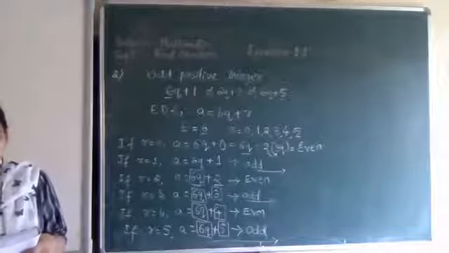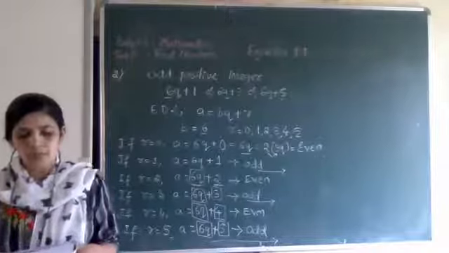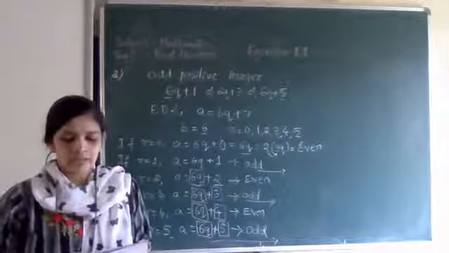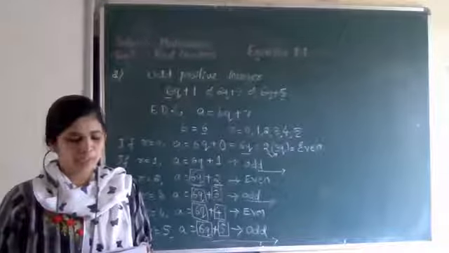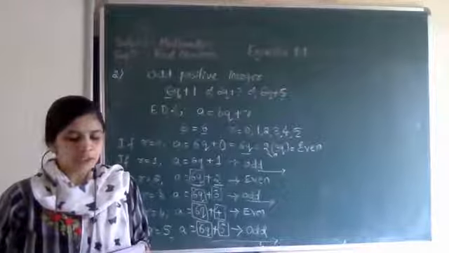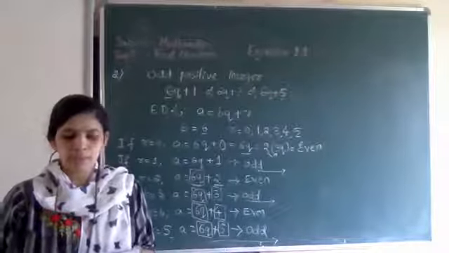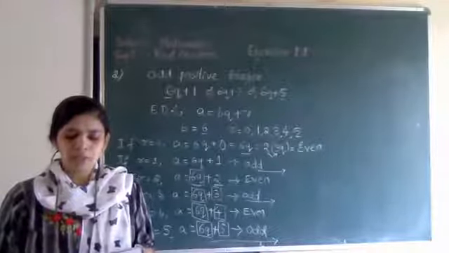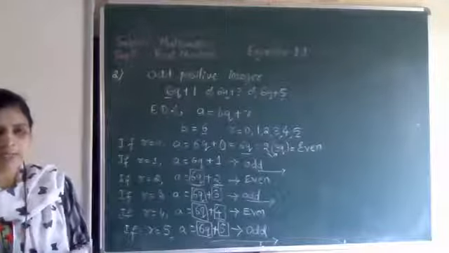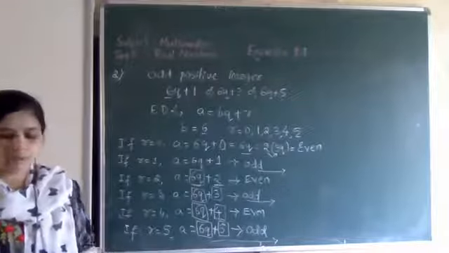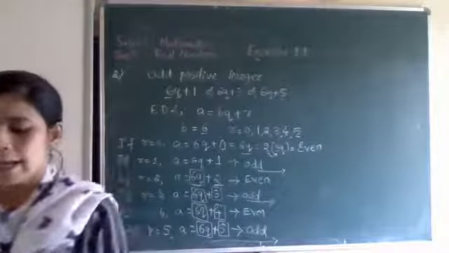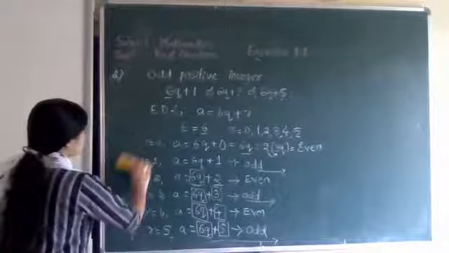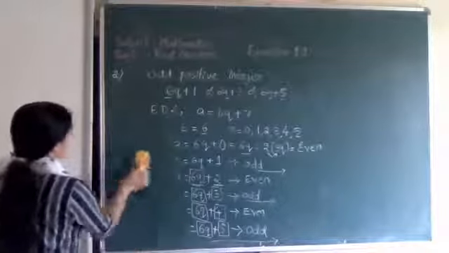An army contingent of 660 members is to march behind an army band of 32 members in a parade. The two groups are to march in the same number of columns. What is the maximum number of columns in which they can march? They have given the total number of members and the members in a column, and they have asked you to find out the number of columns in which the total number of members can march.